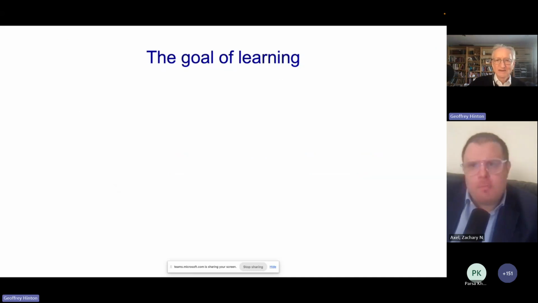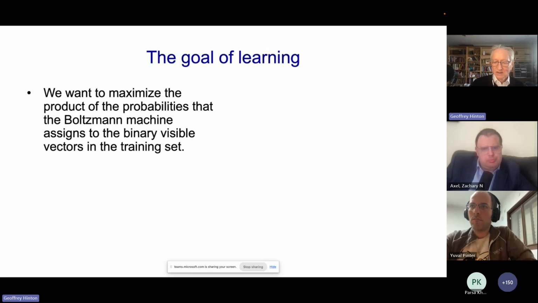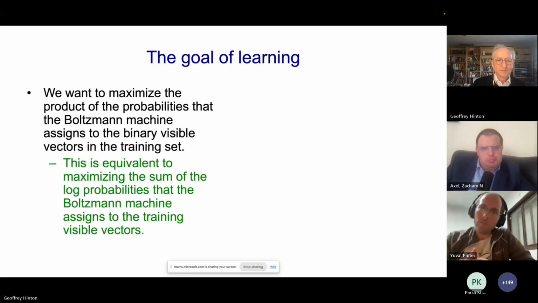I'll give you one reason for believing that. So our goal in learning is to set weights so that when you sample from this model, by updating the hidden units and updating the visible units and keeping doing that until you reach thermal equilibrium, and then look at a sample on the visible units, you get high probabilities for the training data and low probabilities for everything else. So if you want to maximize the product of the probability of the training data, it's equivalent to maximizing the sum of the log probabilities of the training data.